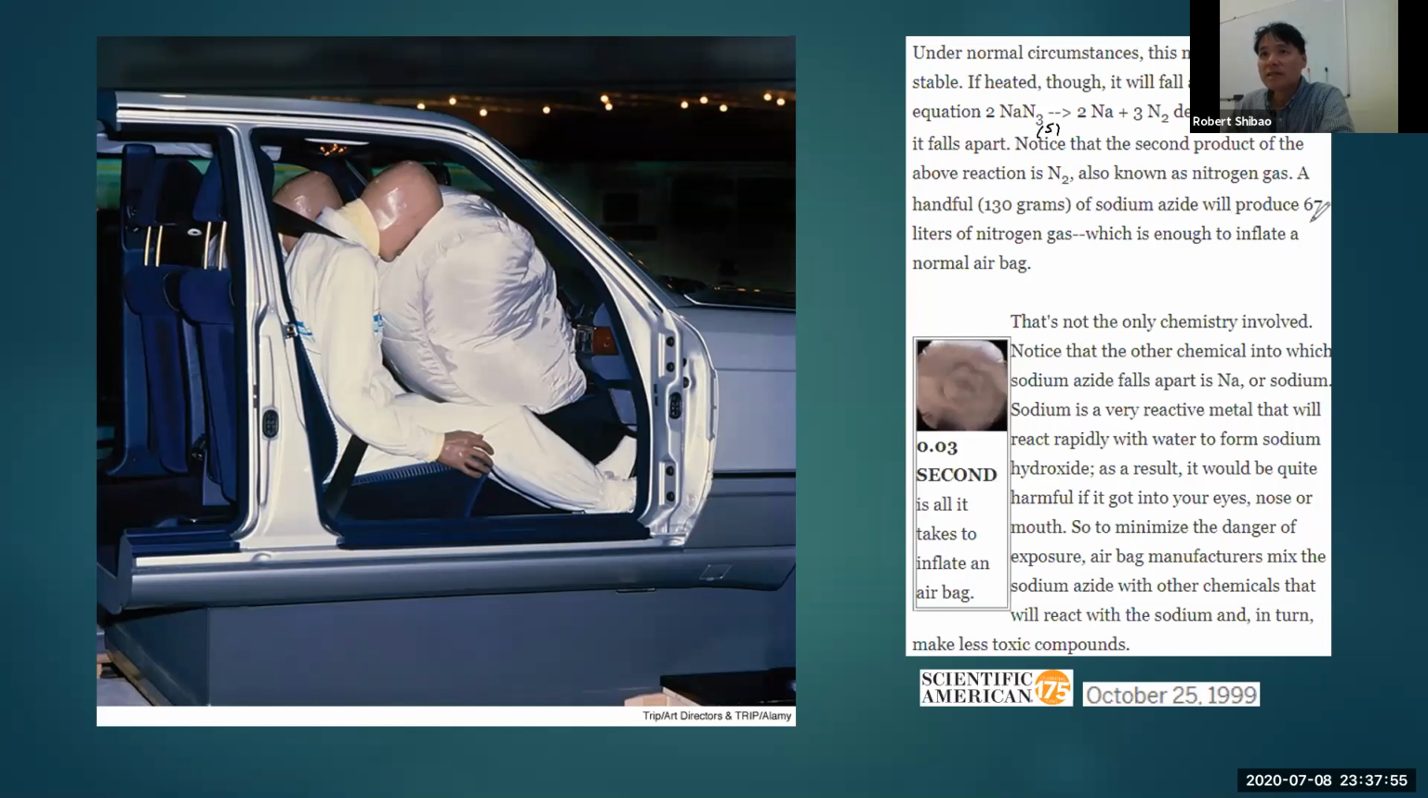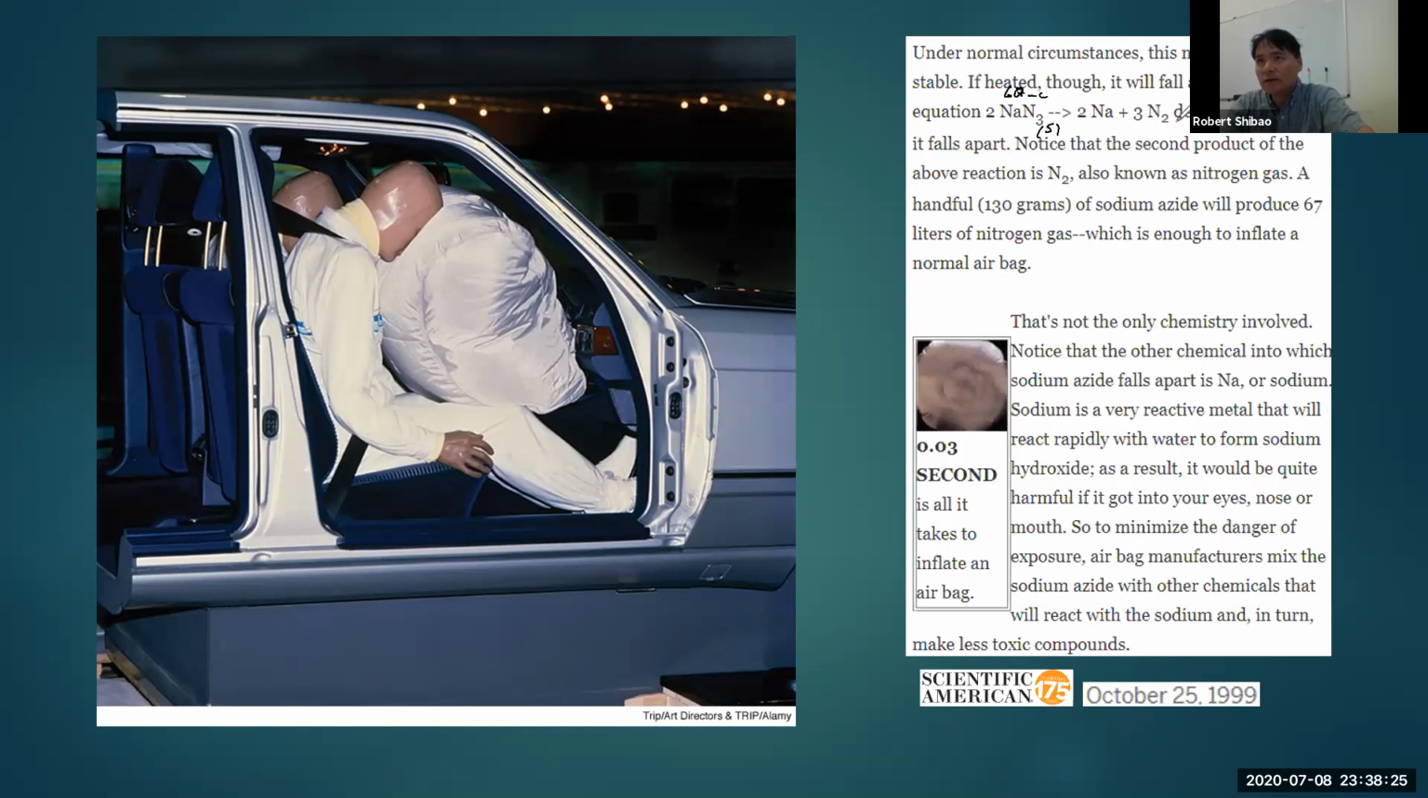It will produce 67 liters of gas. So you're going from like 60 milliliters to 67 liters. That's a huge expansion. I'm guessing at 60 milliliters. If I had the density of sodium azide, then I could figure out precisely how many milliliters, but they don't give me the density here. So I'm just taking a guess that it's about twice as dense as water.